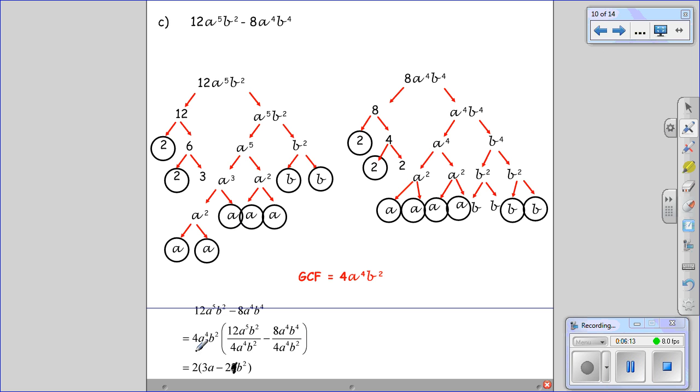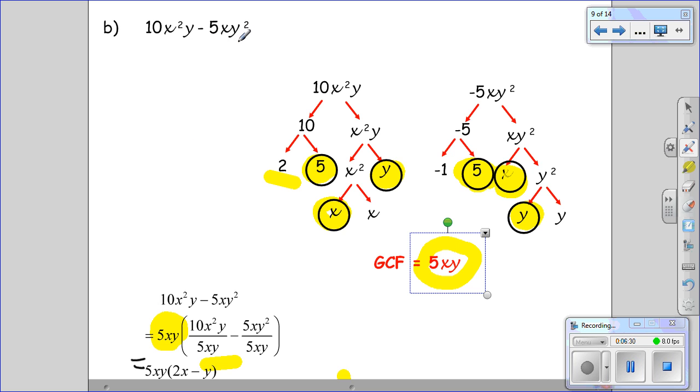If I look at what my greatest common factor is, right here, a to the 4th b squared, a to the 5b squared, a to the 4th b to the 4th. If I take a look here, that b squared was one of my common factors, and that a to the 4th was. If I go back to this one here, the common factor was an x and a y. So if I notice here, I chose the x from this term and the y from that term to be part of my common factor.